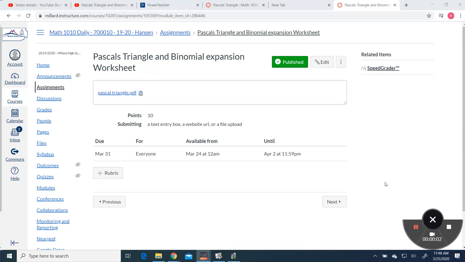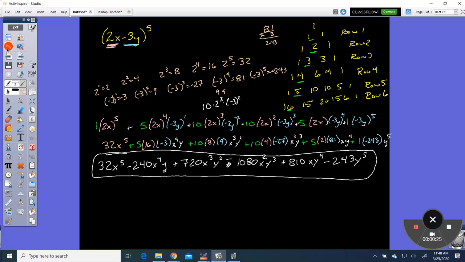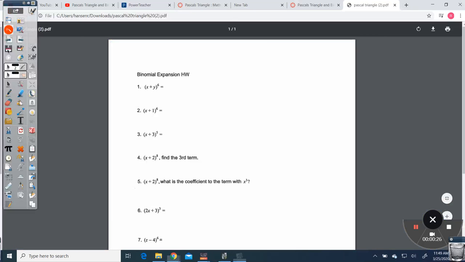Okay, so if you go to your Canvas worksheet and you go to the one that says Pascal's Triangle and Binomial Expansion Worksheet, in here there is a link to a worksheet. It's going to download it. So you're going to tell it to open it. And it brings you this worksheet, which you're supposed to expand. So you're going to expand these.